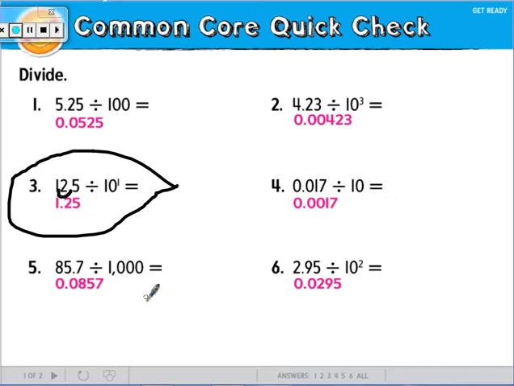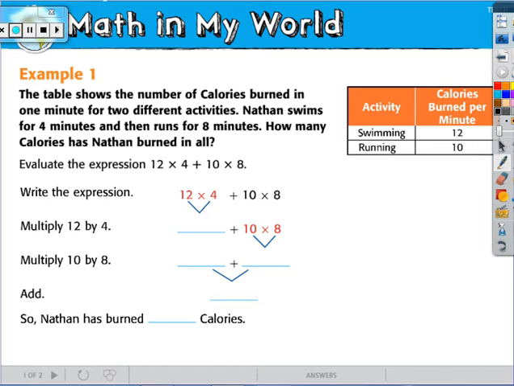Okay? All right. So now today we're going to talk about order of operations. If you guys look in your math book on chapter 7, lesson 2, which I believe is page 487.